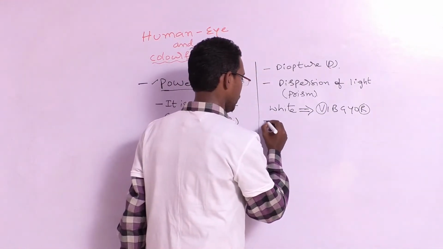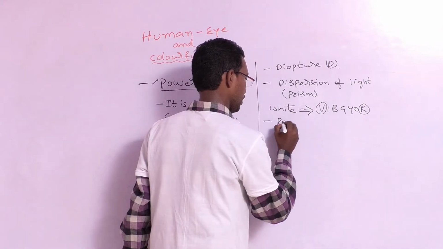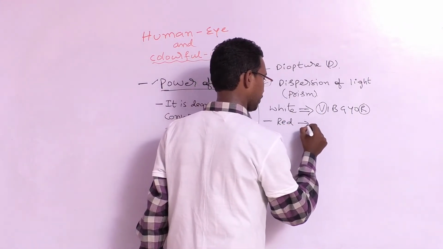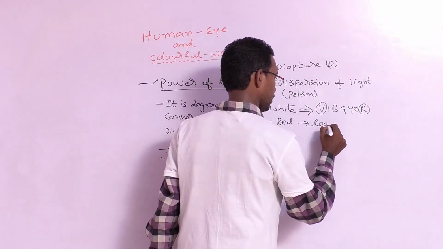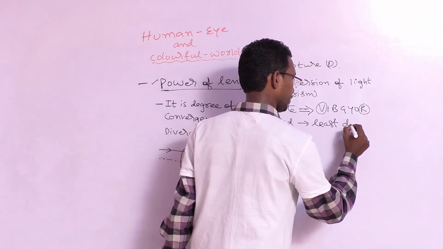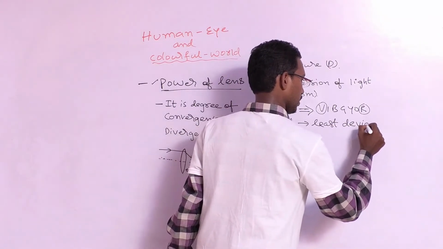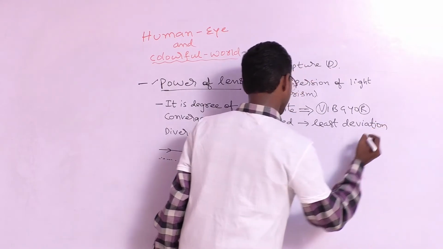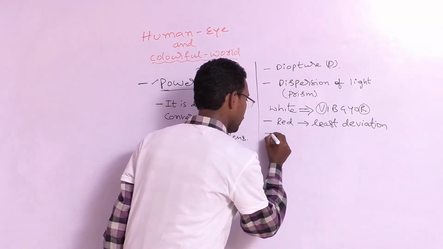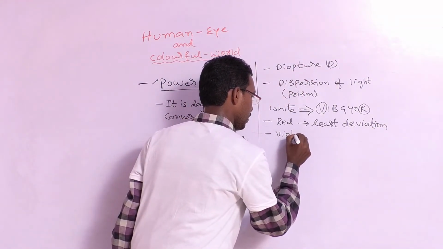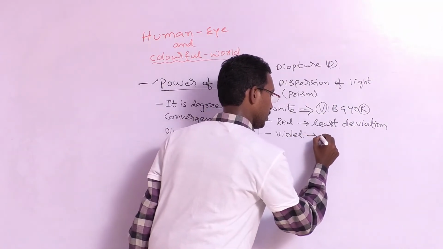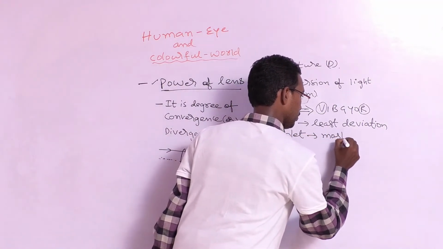Among these two, red has the least deviation, and violet color has the most deviation.